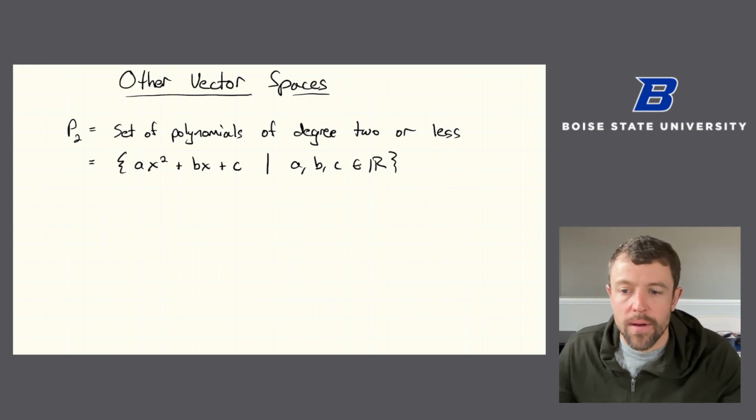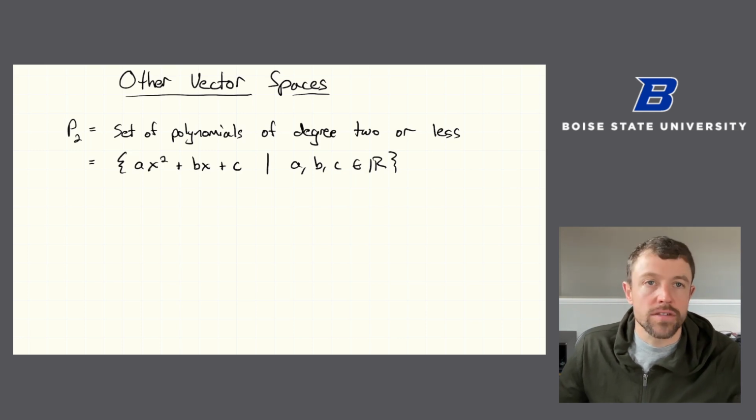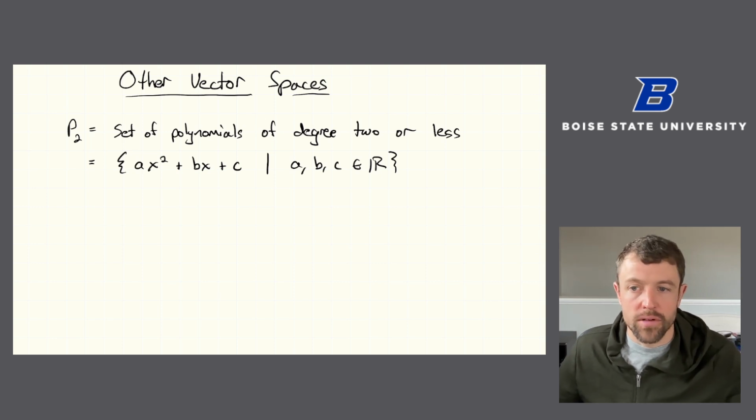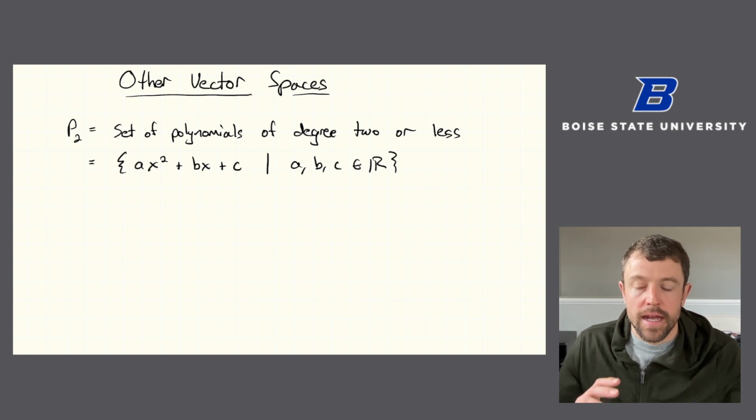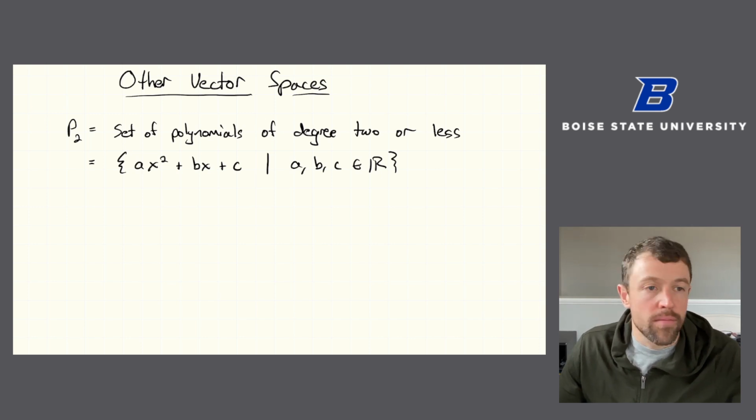In this video, I want to talk about vector spaces other than Rn. That is, vector spaces that are not just a finite list of real numbers, maybe written in vector form. I'm thinking of this video as a continuation on the 3Blue1Brown vectors video.